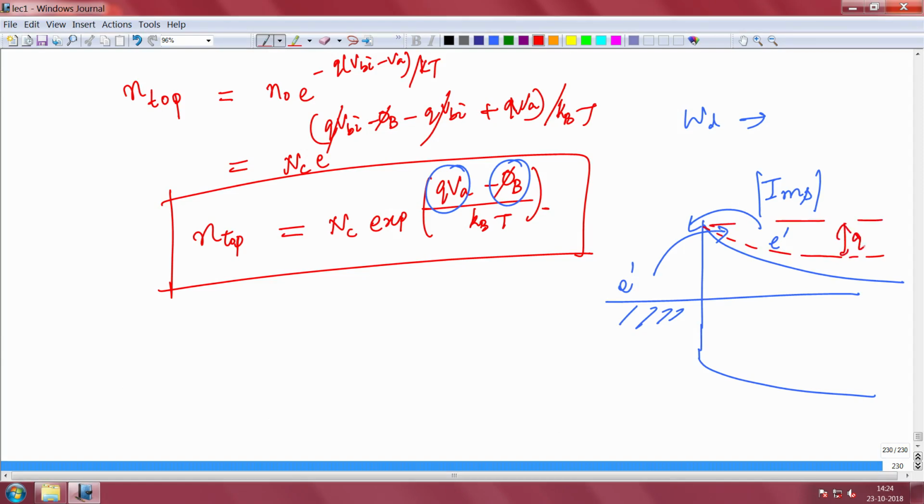It becomes low by that amount, right, by q(V_b I minus V_A). So, the electrons will now have more tendency to come. So, they can come now. So, that is why this is coming.